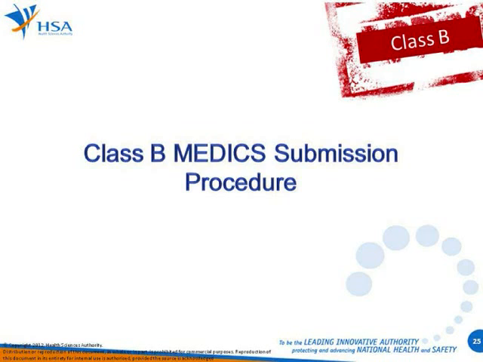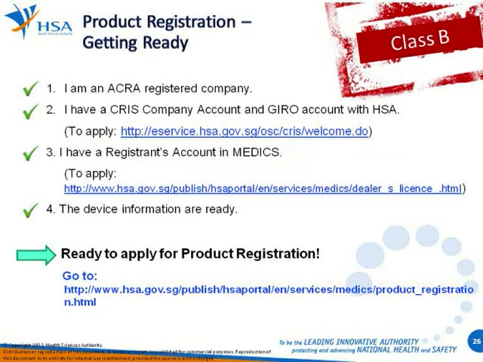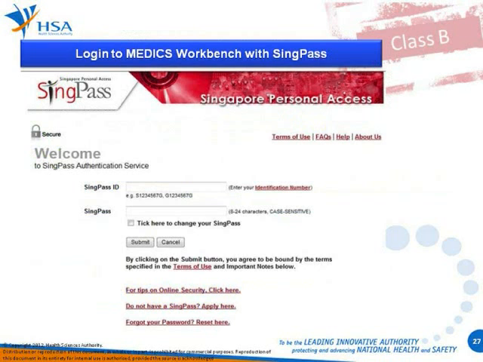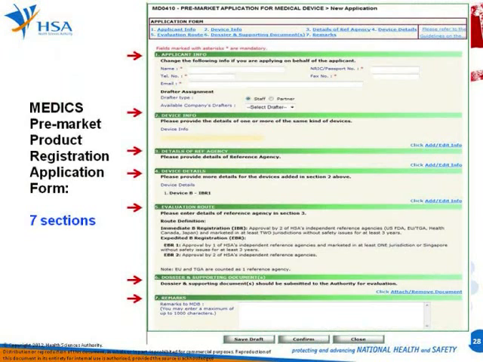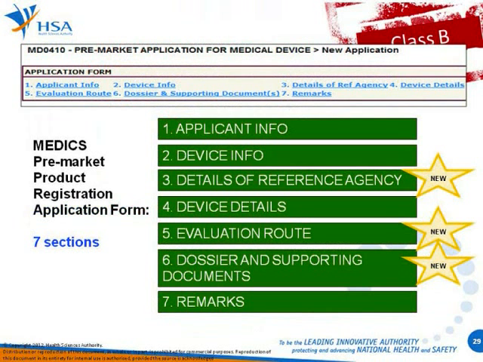So similar to Class A, please ensure that you have all the relevant accounts, for example your CRIS account, and make sure that all the device information is ready. So once you are done, you are now ready to apply for product registration. So kindly log in to your MEDIX workbench using your SingPass details. And you will be brought to the following pre-market product registration application form. So this form has 7 sections to be completed. So what are these 7 sections? As shown on the slide.